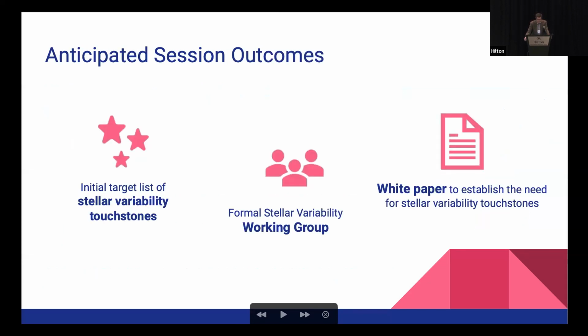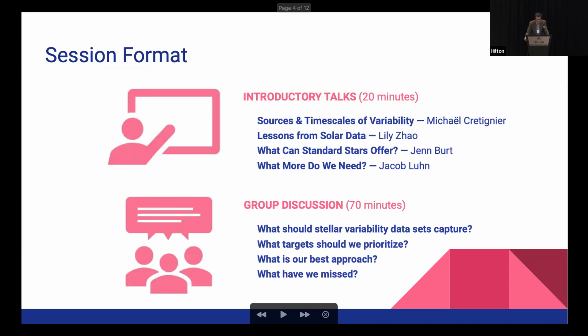What we're hoping to get out of this, and we've begun to see, is an initial list of stellar variability touchstone targets, a formal stellar variability working group, and then a white paper that's already, the skeleton is in place, as I will allude to later. So we had 4 talks about sources of variability, the lessons from solar data, what can we do with standard stars, and then what more do we need?